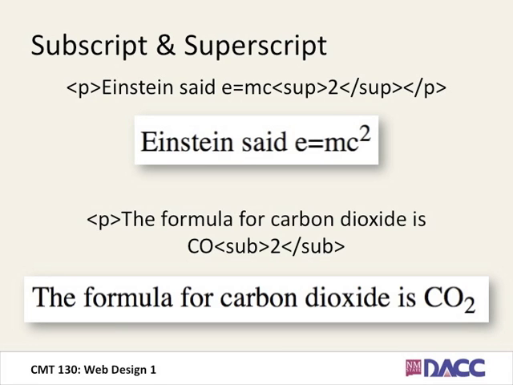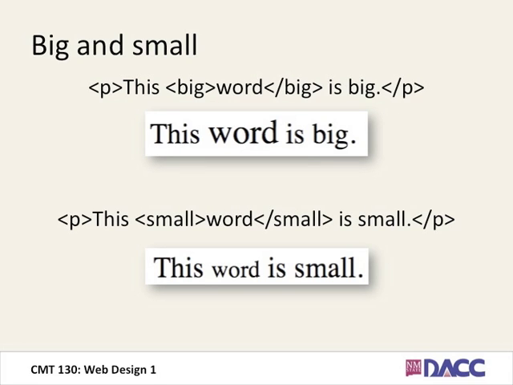The sub element is used to make subscripts, and the sup element is used to make superscripts. Here's an example of the superscript element and the subscript element. Big and small make the enclosed text bigger or smaller. Here's an example of the big element and the small element.